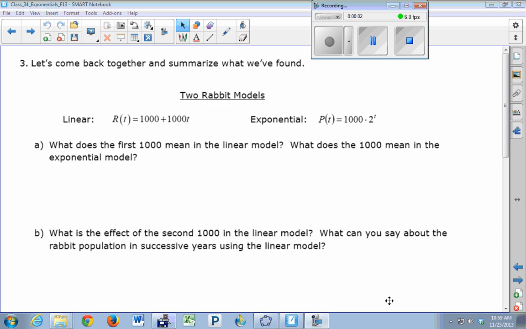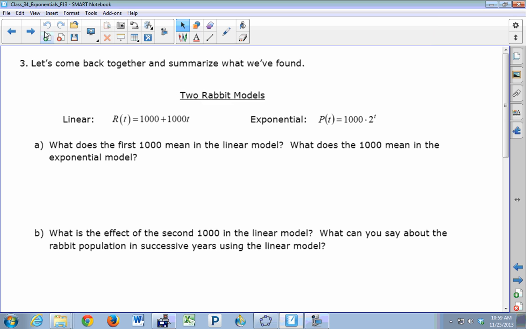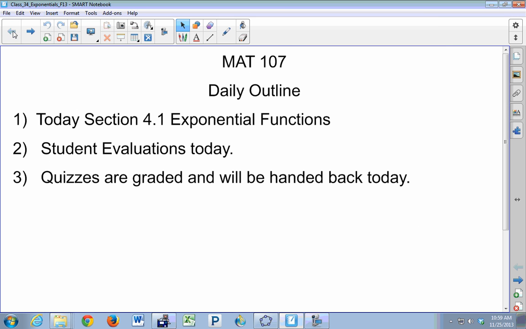and talk about what you just found in this activity. We'll summarize it a little bit. I just want to go back to the opening. Today we're starting exponential functions, and exponential and log functions are the last types of functions we're really going to look at in the class. And we're going to stop in 40 minutes because Caitlin and I are switching classes for student evaluations.